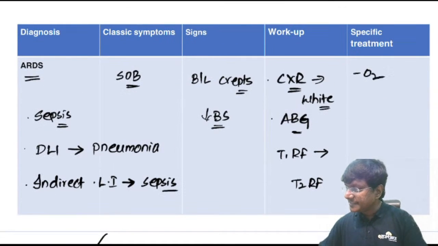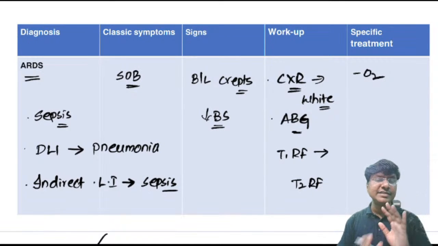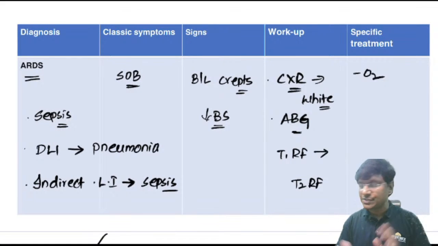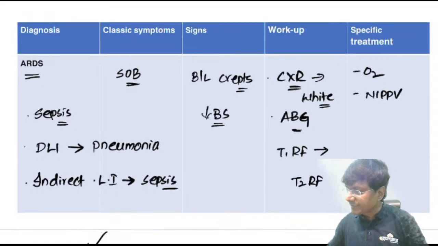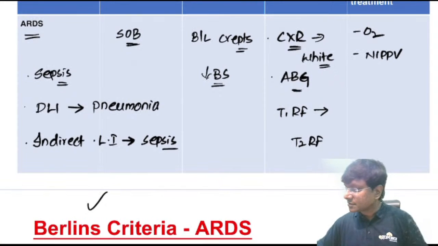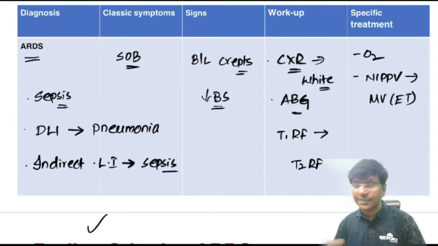And then, how do you treat these patients with ARDS? Definitely, oxygen supplementation is mandatory. But with the help of an oxygen mask itself, it does not suffice. These patients have to be placed on non-invasive positive pressure ventilation. And if that does not suffice, then you need to put the patient on a mechanical ventilator with an endotracheal tube.